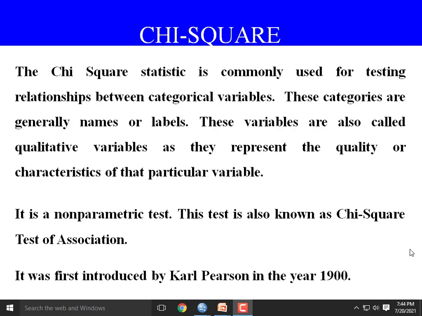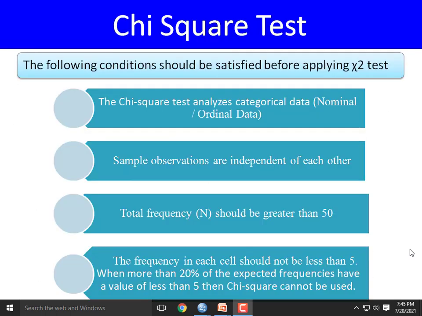Chi-square statistic is a non-parametric test. This test is also known as chi-square test of association. It was first introduced by Karl Pearson in the year 1900. The following conditions should be satisfied before applying chi-square tests.